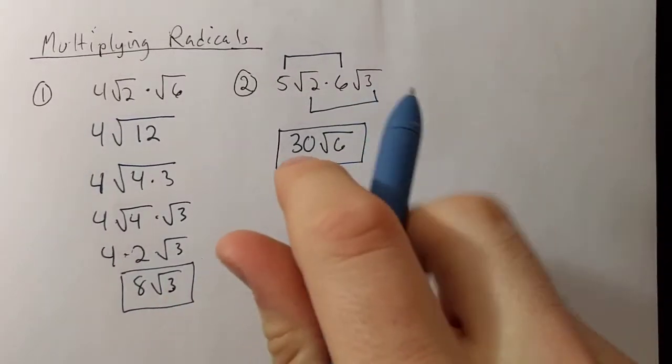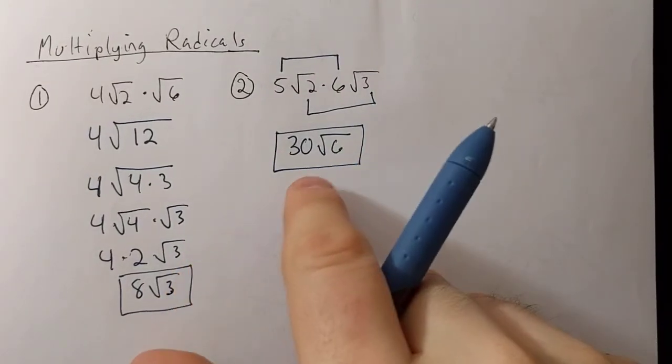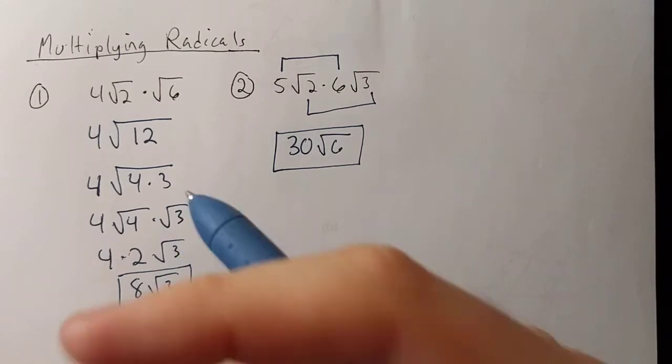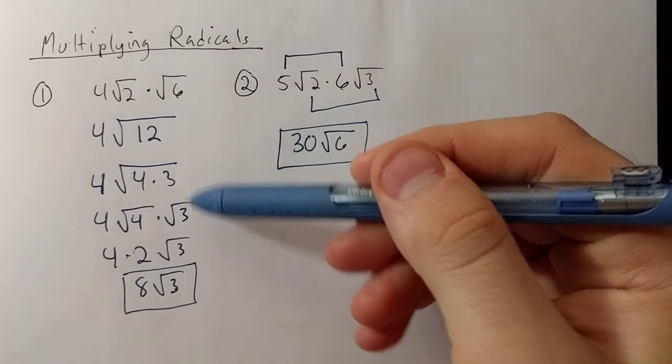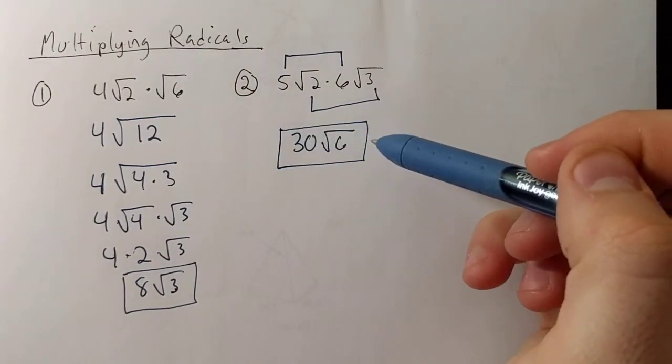Double check to make sure when you think you're done, look inside the radical for the number to see if there's any hidden perfect squares. If there are, simplify. If there aren't, stop, and you're done.